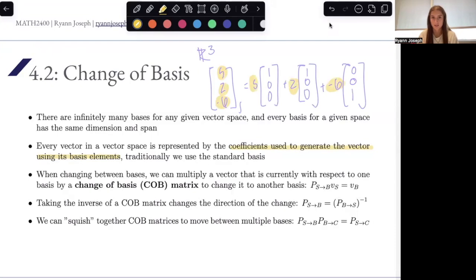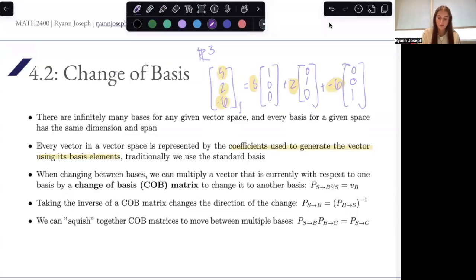You're like, well, obviously 5, 2, -6 is a linear combination of 5 times 1, 0, 0, plus 2 times 0, 1, 0, and then -6 times 0, 0, 1. That makes sense, but we don't really talk about it because we usually talk about the standard basis. But here in 4.2, we're introducing the idea of different bases, so we need to explain this with reference to different bases. Every vector you've seen, if it's not specified otherwise, is with respect to the standard basis.